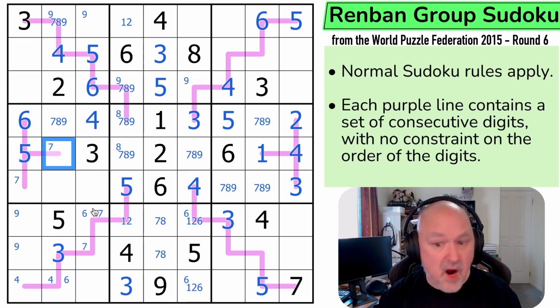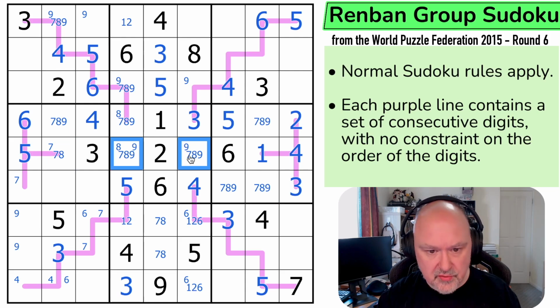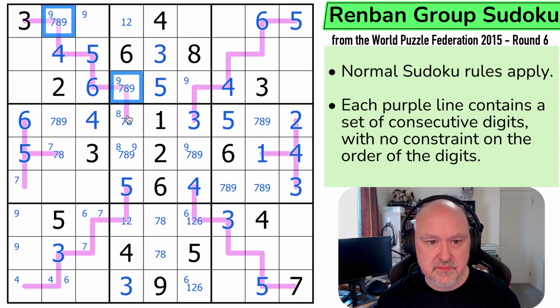I don't know. I'm just going to solve this like a puzzle that's been submitted. This is 7, 8, 9. And it can't be 9. 5, 6, 7, 8 is as high as it goes. That can't be a 9. So 9 is in one of those two. So this can't be a 9. Only one of those can be a 9.